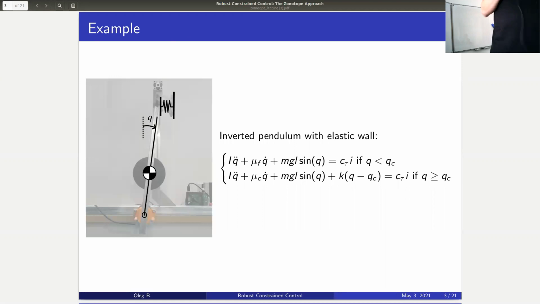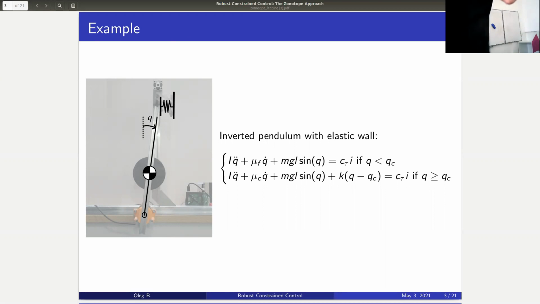Another example is about identification. You can see a very simple system. It's an inverted pendulum with an elastic wall. It's a real system that exists in our lab. It's an actuator, an aluminum rod, an external additional payload, and a spring. And this system can be described very easily in this form. It's a hybrid system, in contact mode and without contact. It's two equations, very simple equations.